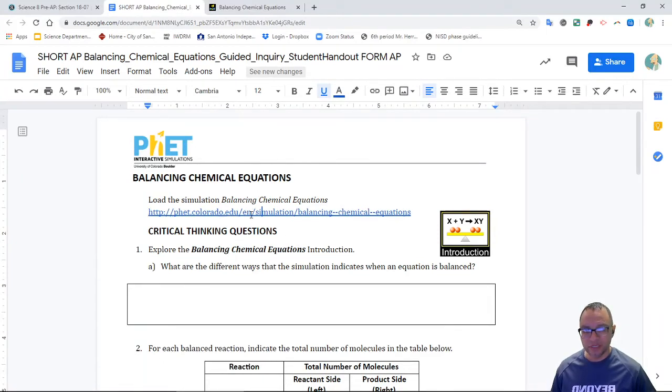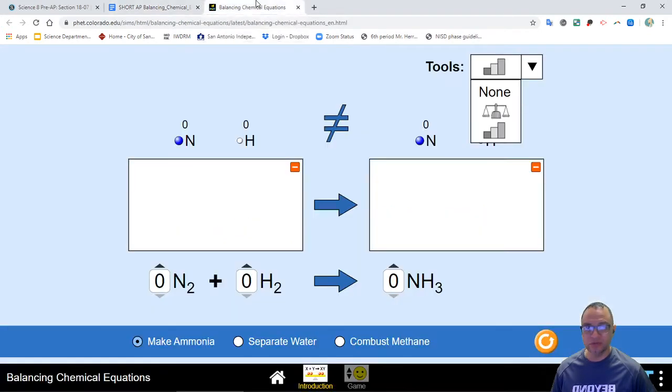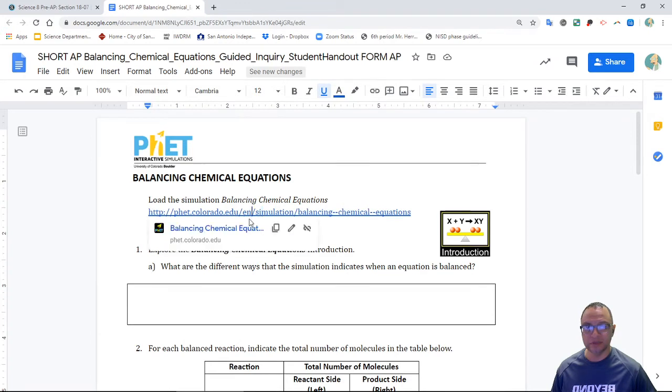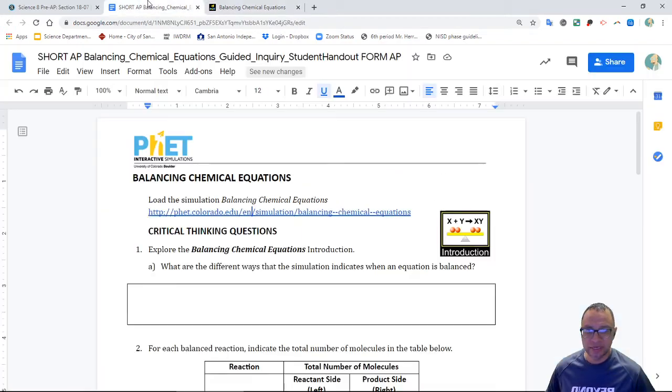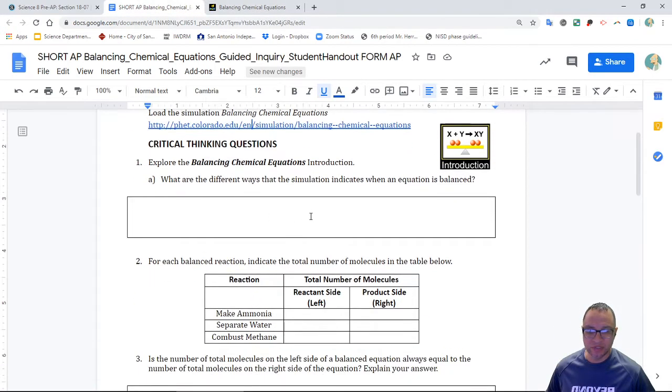So when you click on this link here, it'll take you to this link here. Actually, let me do that again so I can show you what it actually looks like. So it looks like that. So you have two options here. You're going to be using this side, the introduction. If you want to go back later and play the game, that's fine for practice. In fact, that's probably a good idea if you're still trying to figure out how to count atoms. But for the introduction, you're going to use this side, and you're going to answer these questions right here.